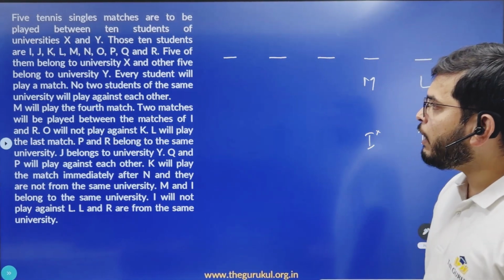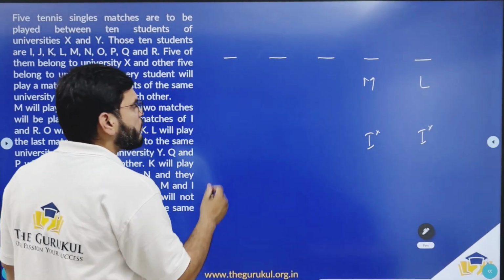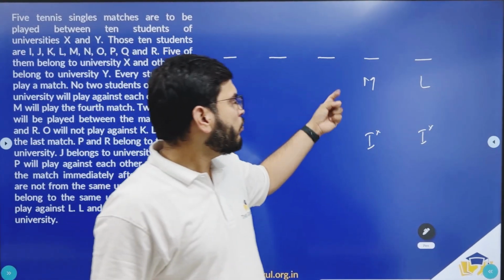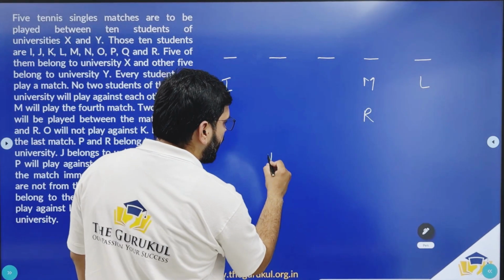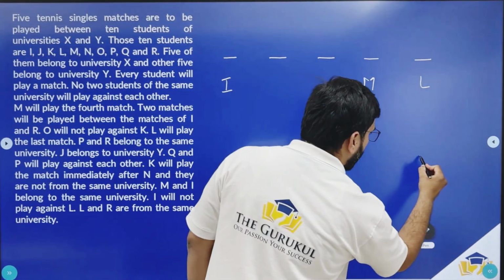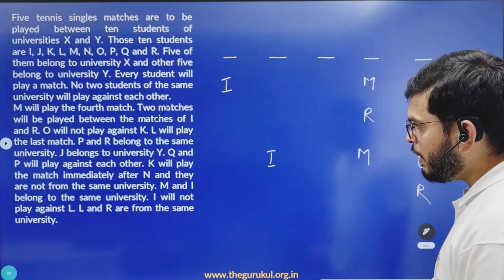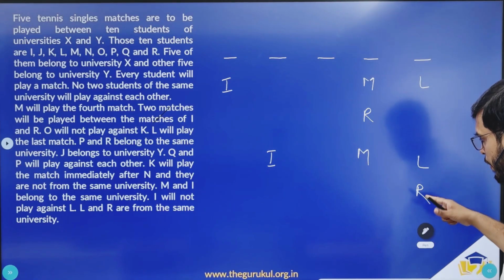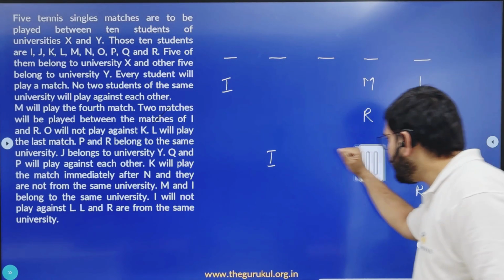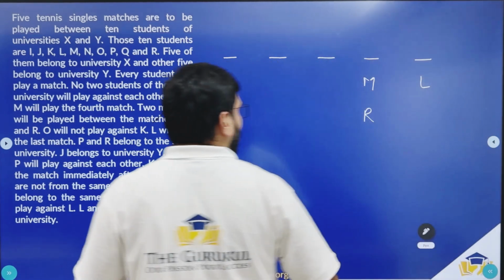Two matches will be played between the matches of I and R. Now you cannot have I in any of these two places. I can have I here, leave 2, and this should be R. One possibility. Or I can have I here, leave 2, and you can have a match between L and R. Then what? L and R are from the same university. So if that's the case, there cannot be a match between L and R. So this is not possible. So you have only one possible arrangement.